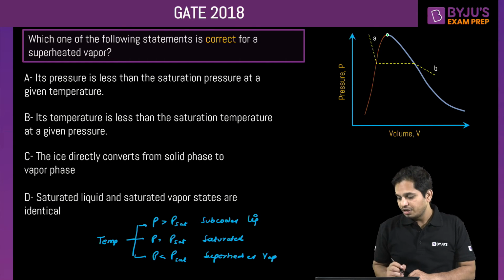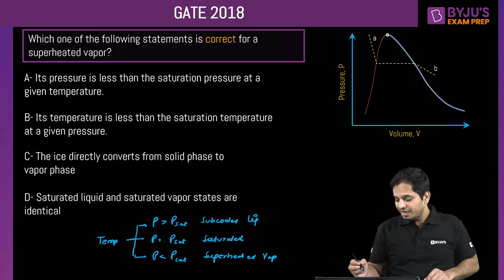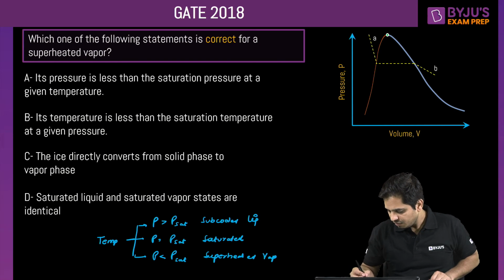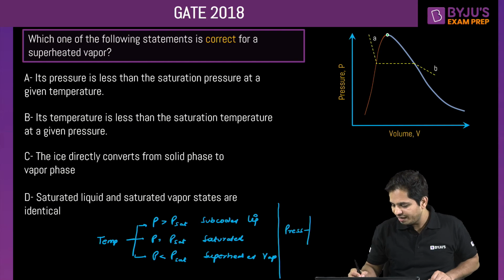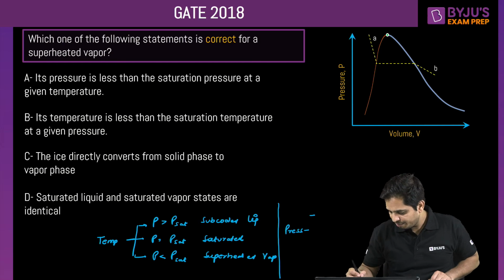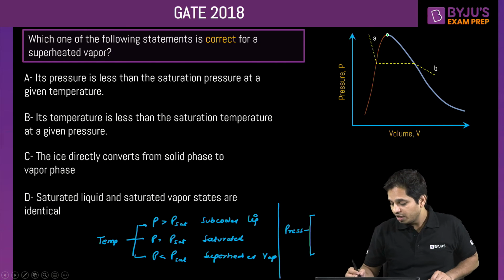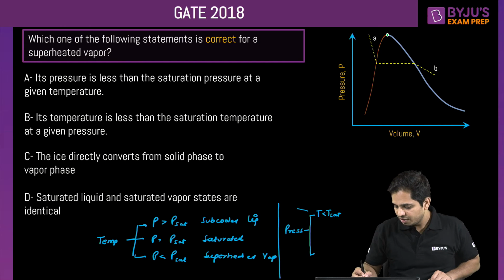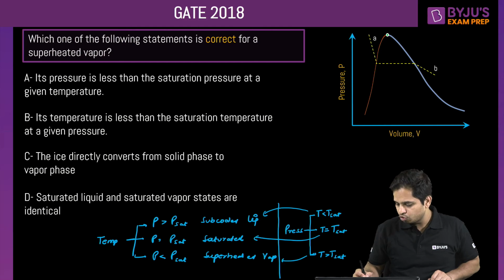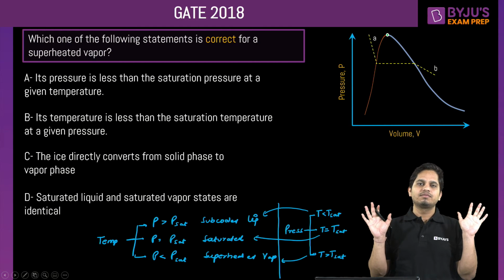Liquid and vapor. We have also concluded one more thing. If the pressure is fixed, then I would look at temperature. If the temperature is less than T saturation, we have subcooled liquid. If temperature is equal to T saturation, we have saturated. And temperature greater than T saturation means we have superheated vapor. These are my conclusions.